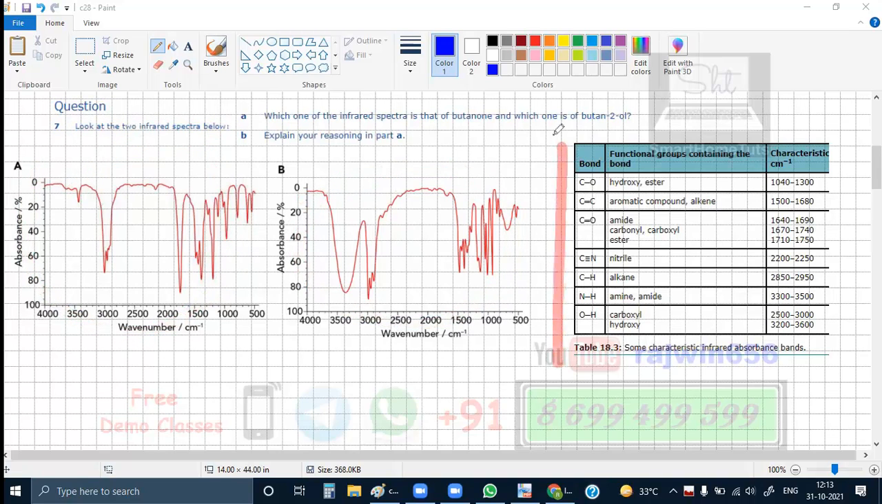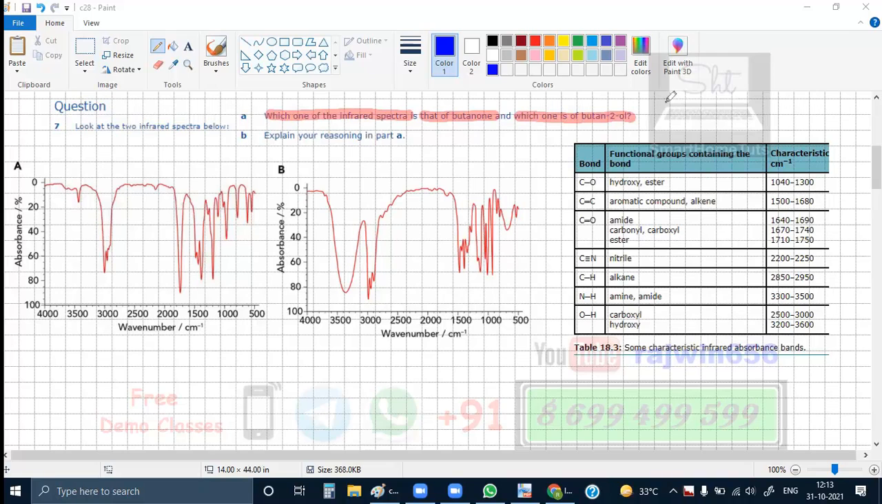This is the table that we have taken from there. On the basis of this, we are going to answer these two questions. Which one of the infrared spectra is that of butanone, and which one is that of butane-2-ol? First of all, the names of these compounds are given.